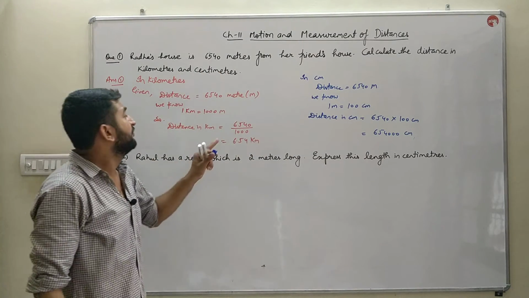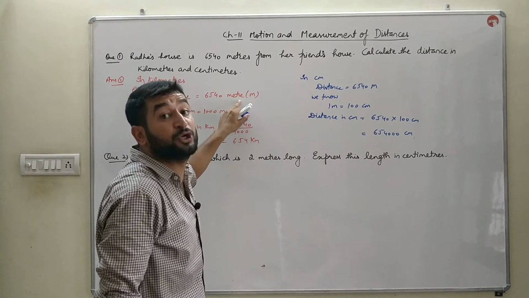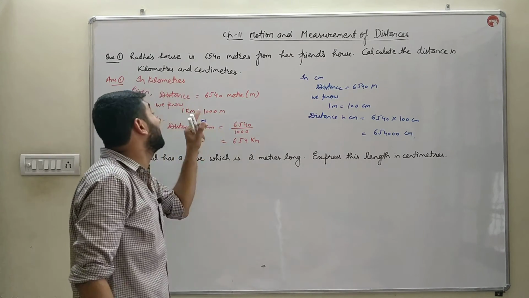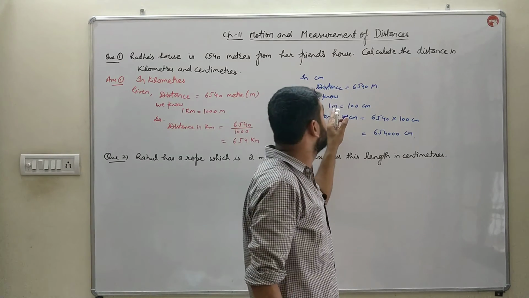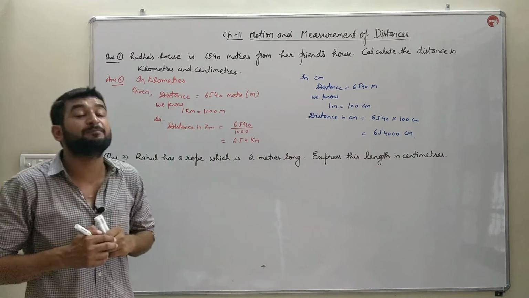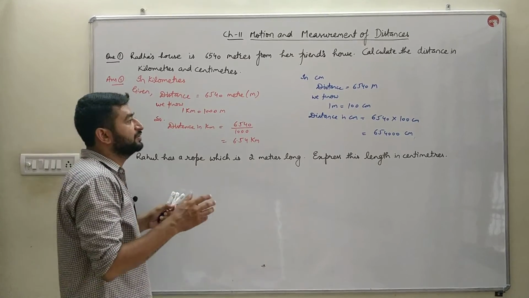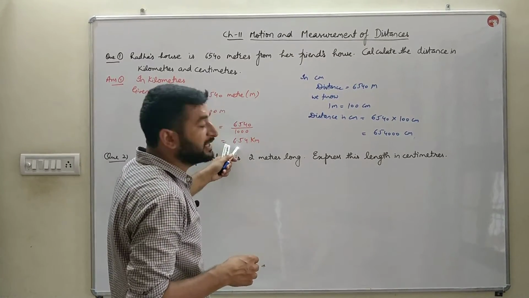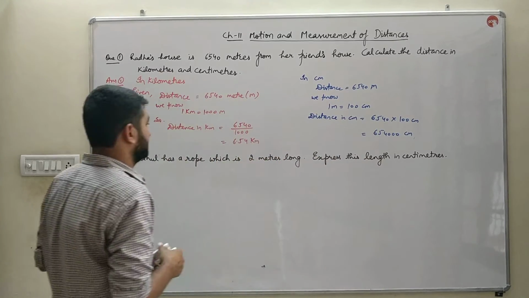So for unit conversion of meter into kilometer, that is smaller unit into the larger unit, we are dividing it by 1000. And if we are converting the larger unit, that is meter, into centimeters, then we are multiplying it with 100 centimeters. So that's how we convert the unit meter into kilometer, by dividing it, and meter into centimeter by multiplying it.